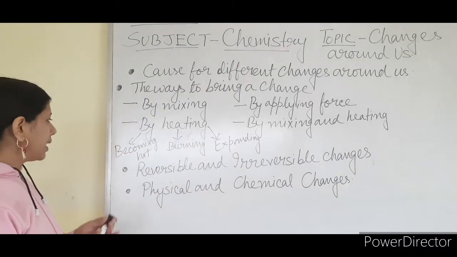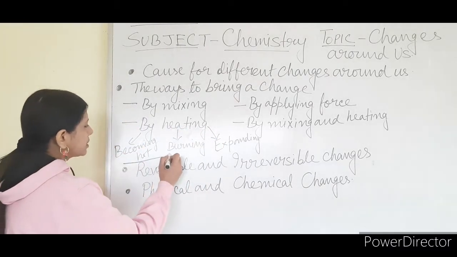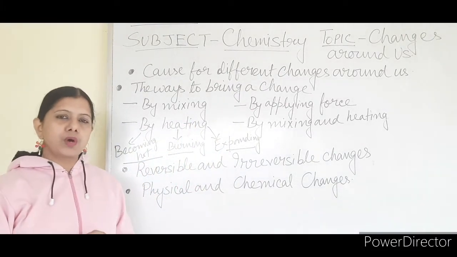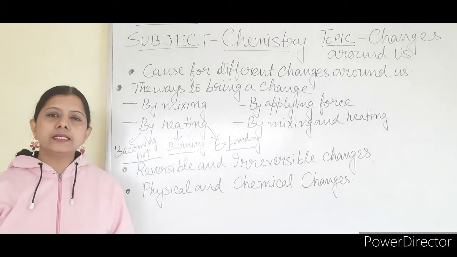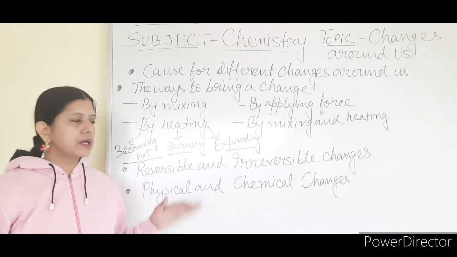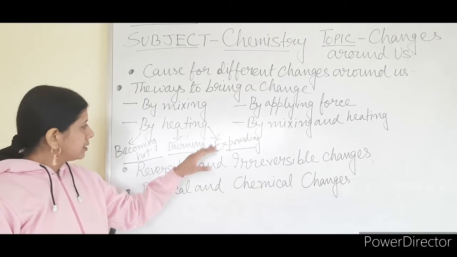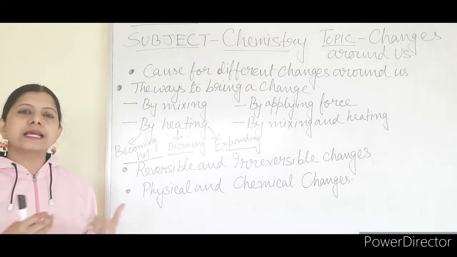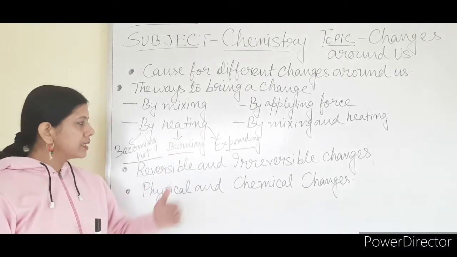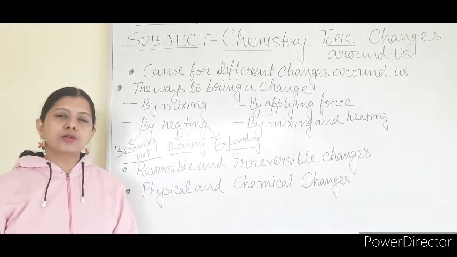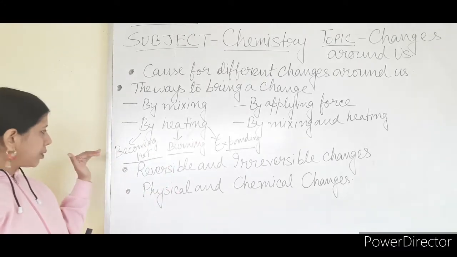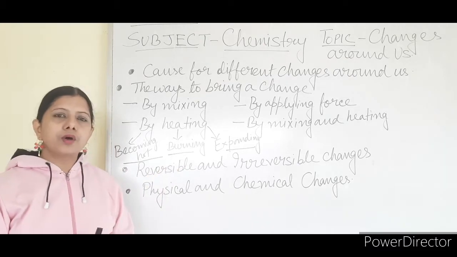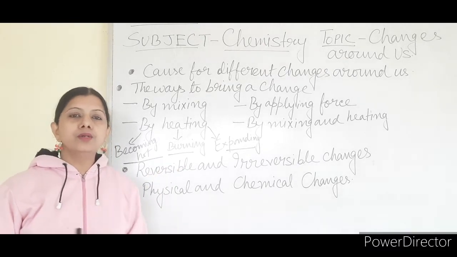Now, by heating you have learned that there can be 3 cases. By heating something becomes hot, this can be one case. Second, by heating something can be burned, so burning is one change. And third, by heating, expansion also occurs. The metals expand on heating. So uses of expansion on heating, that is also there in your book. So these points also you have to learn a little bit. I hope it is becoming easy for you to understand what I mean to say.